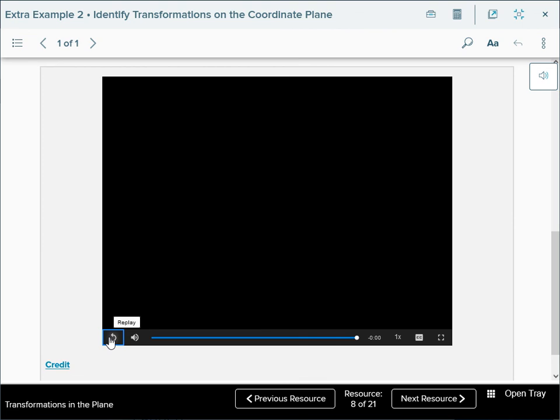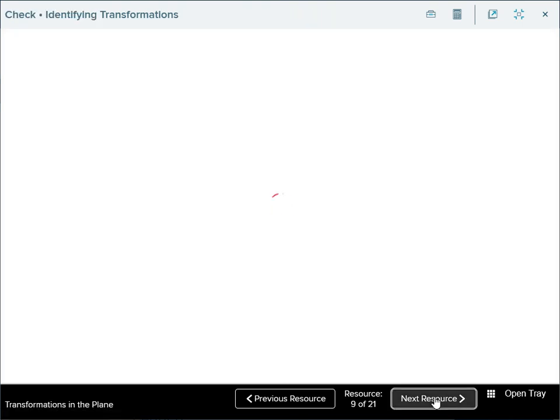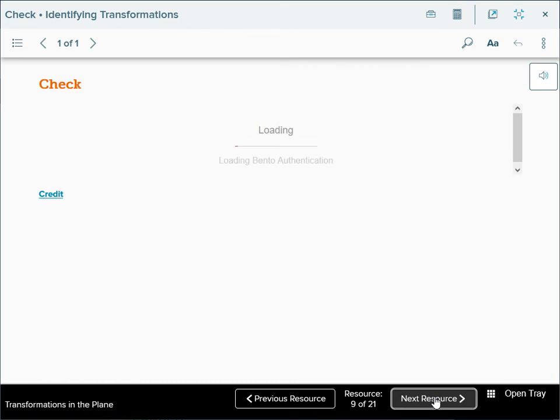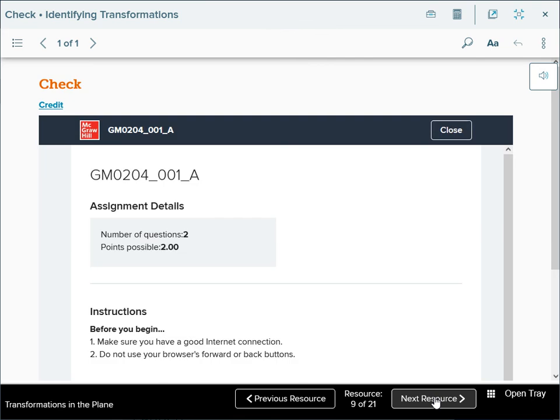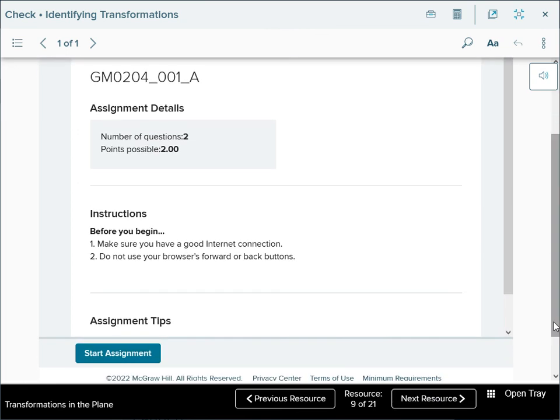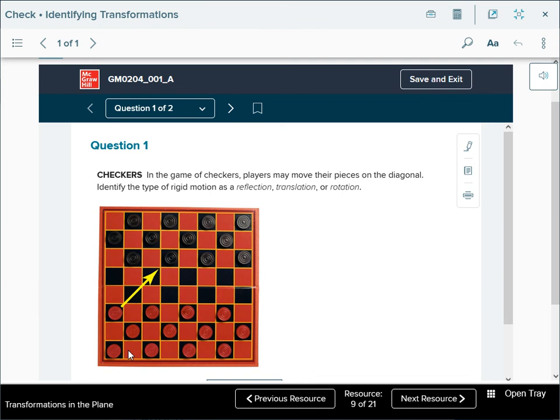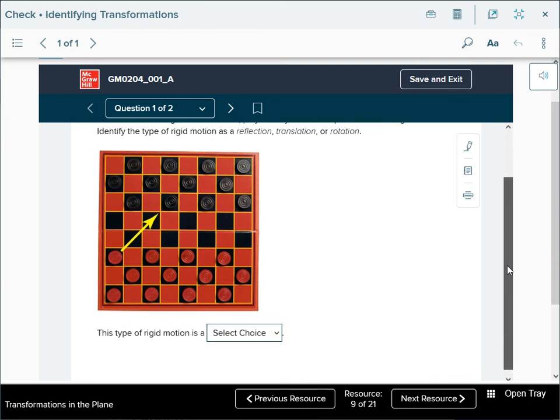Go to the next resource. Check. What you're gonna do on this, it's gonna pop this up, it's got 2 questions. Go in there, take a minute. It says assessment viewable when assigned. That means I gotta assign it. Let's just do it up here.